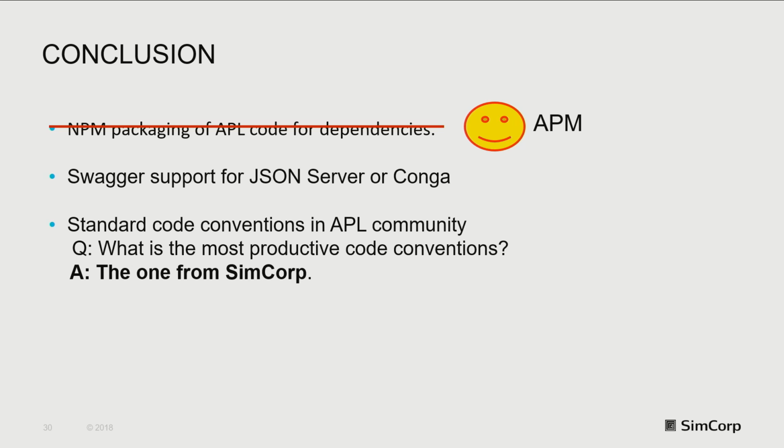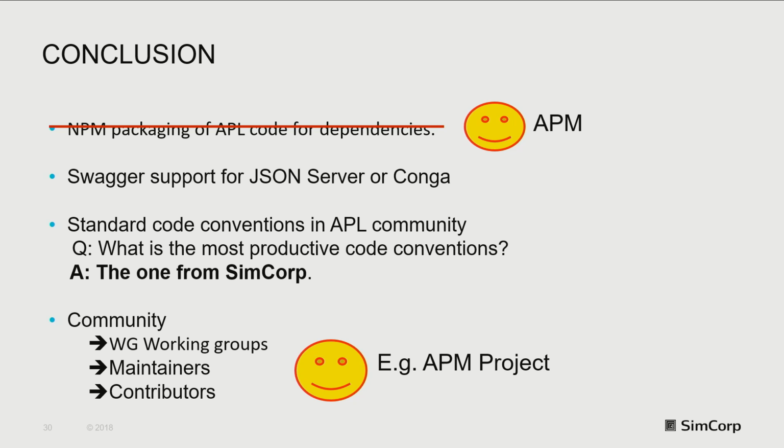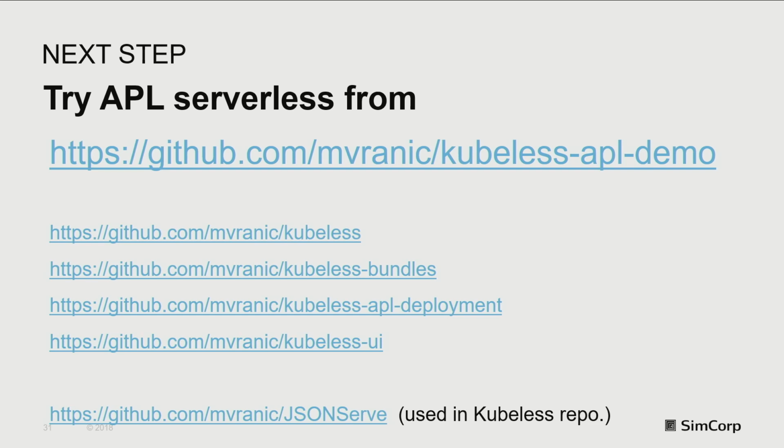And about community, we should build working groups around it, we should have maintainers, contributors, and an example is the projects from Gilgamesh. And now this is the most important part: you should go and try it.